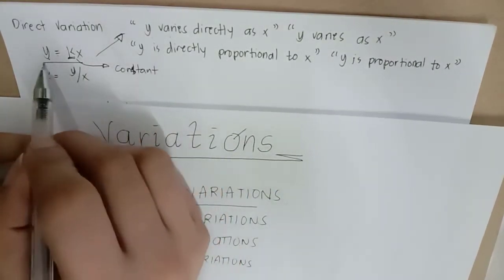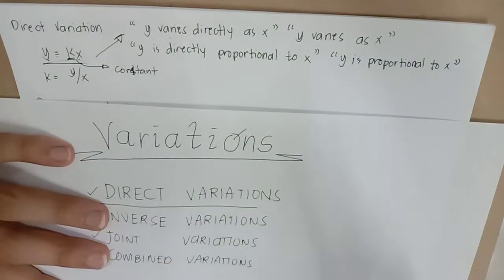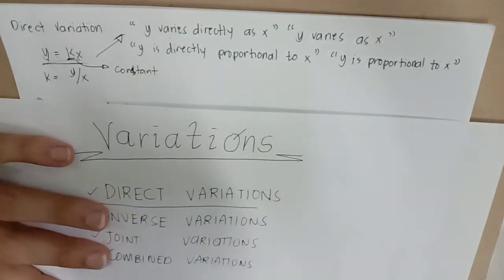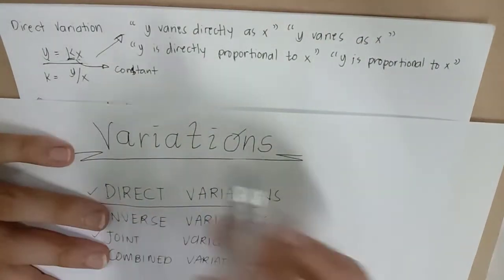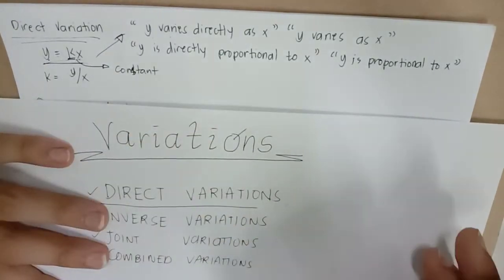This equation can be read as y varies directly as x, y varies as x, y is directly proportional to x, and y is proportional to x. So if you see a mathematical statement like that, it means that it is a direct variation.